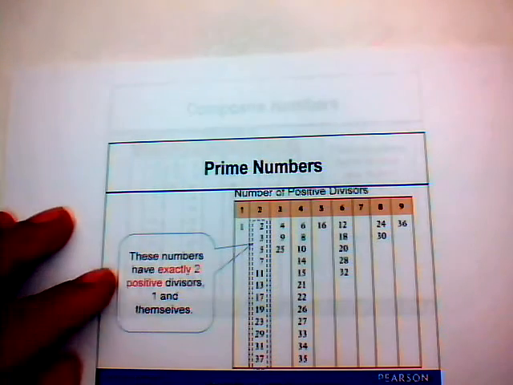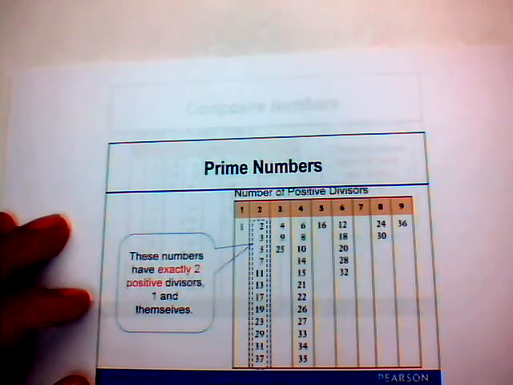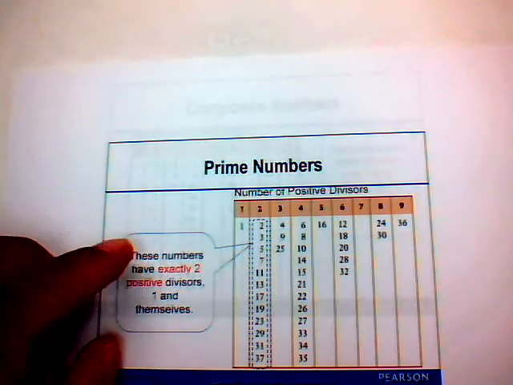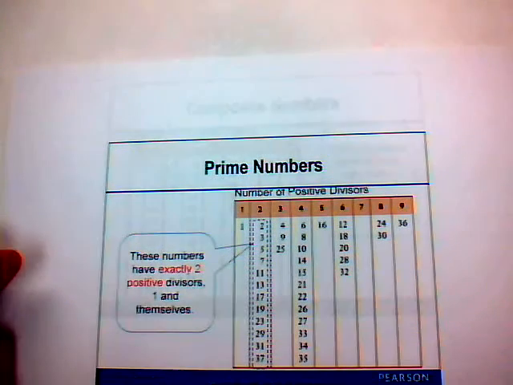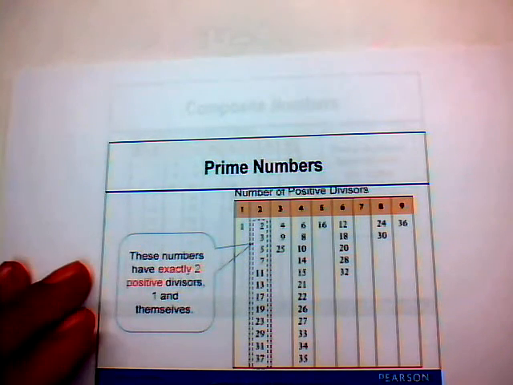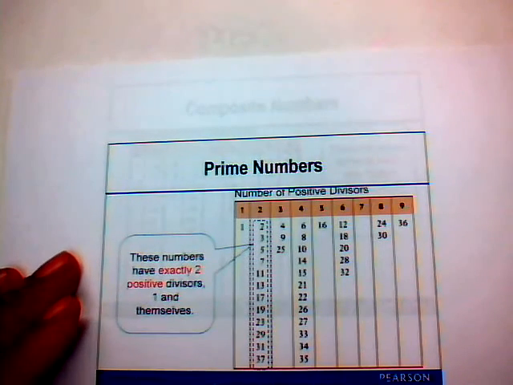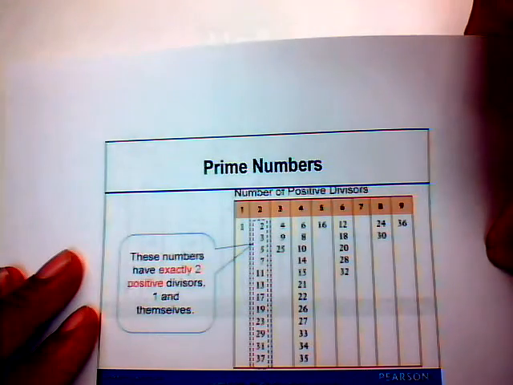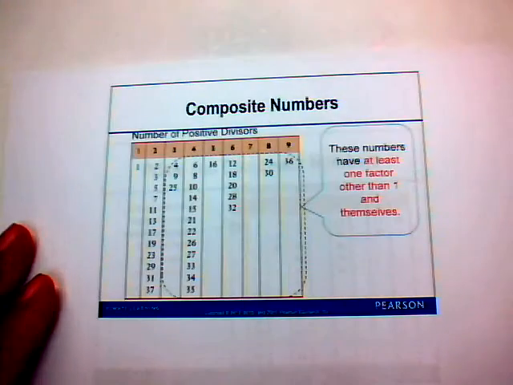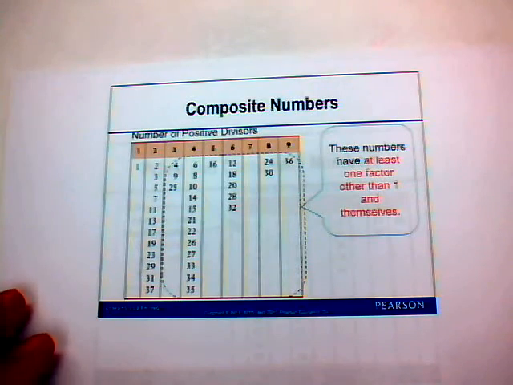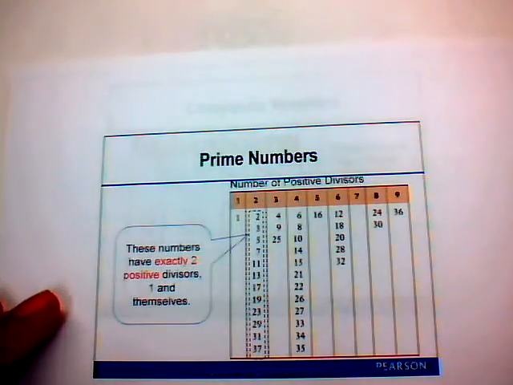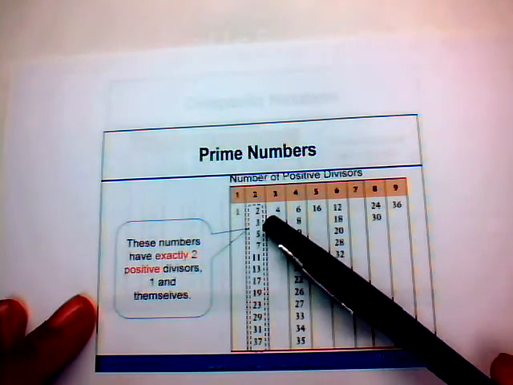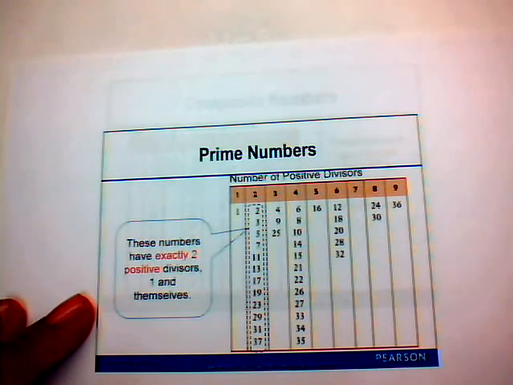So from here, these numbers have exactly 2 positive divisors: the number 1 and themselves. For example, the number 13 has 2 positive divisors, 1 and 13. That's it. 31 has only 2 positive divisors, 1 and 31, and nothing else. And by the way, let me go back to here. This is what we call prime numbers. The ones with exactly 2 positive divisors, those are the numbers that we call prime numbers.